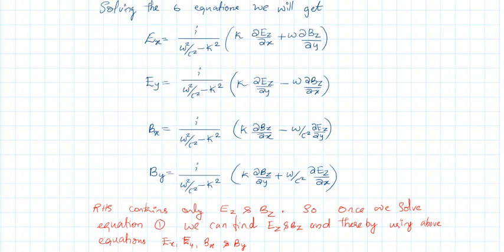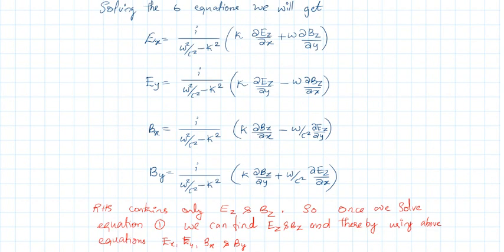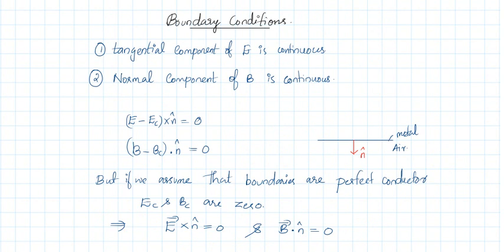So the procedure is, first you solve this equation in order to find Ez and Bz with the suitable boundary conditions. Once you have the values of Ez and Bz, use these 4 equations in order to find Ex, Ey, Bx, By. That completes the solution. Now, what is the importance of boundary condition?